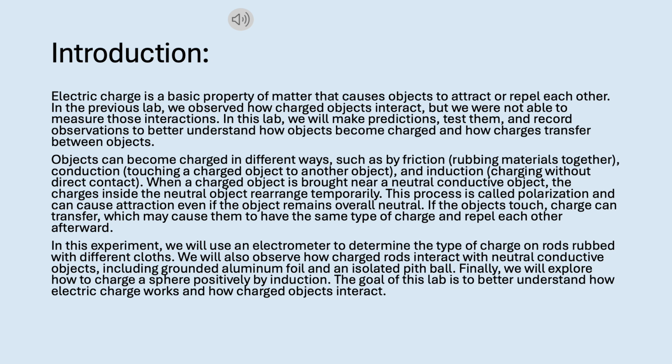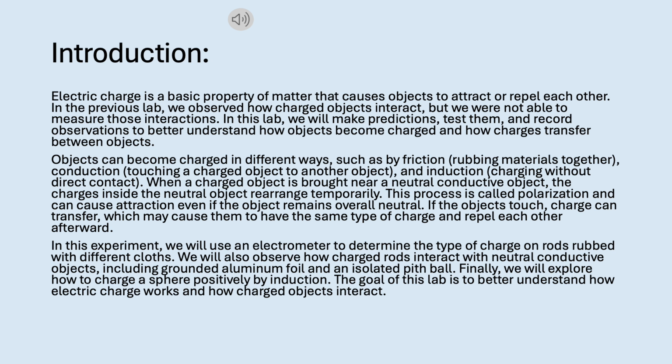Objects can become charged in different ways, such as by friction, like rubbing materials together, conduction, and induction. When a charged object is brought near a neutral conductive object, the charges inside the neutral object rearrange temporarily. The process is called polarization and can cause attraction even if the object remains overall neutral. If the charge can transfer, the objects may end up with the same type of charge. This will cause them to repel each other afterward.